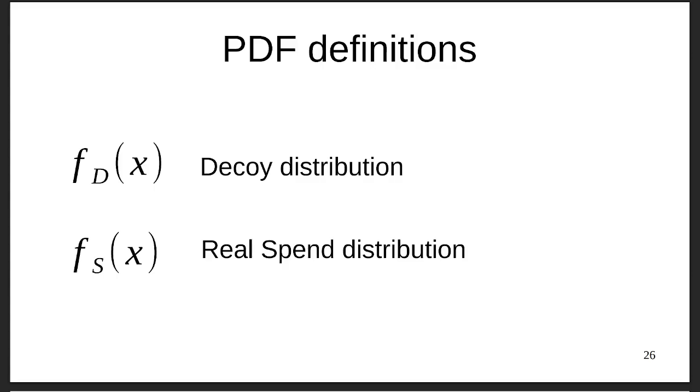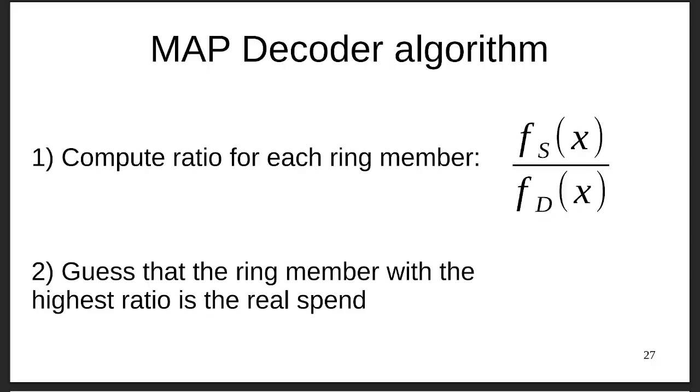Getting into the mathematics, we will label the two probability density functions as FD, the decoy distribution, and FS, the real spend distribution. The MAP decoder algorithm works like this. First, compute the ratio of each ring member by dividing FS by FD at the age of each ring member. Next, guess that the ring member with the highest ratio is the real spend.